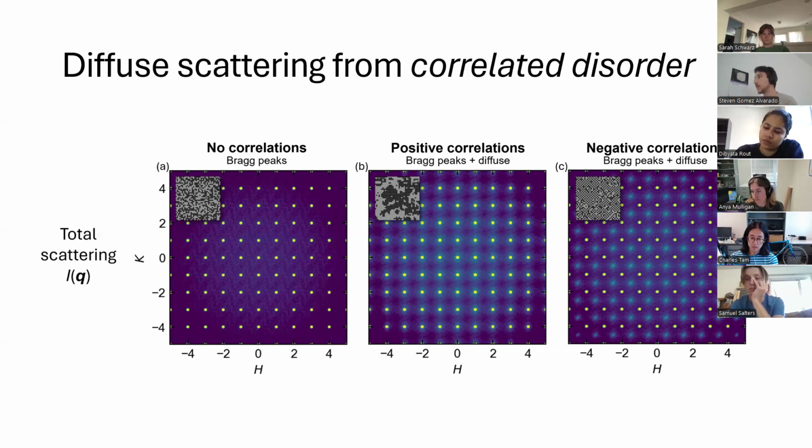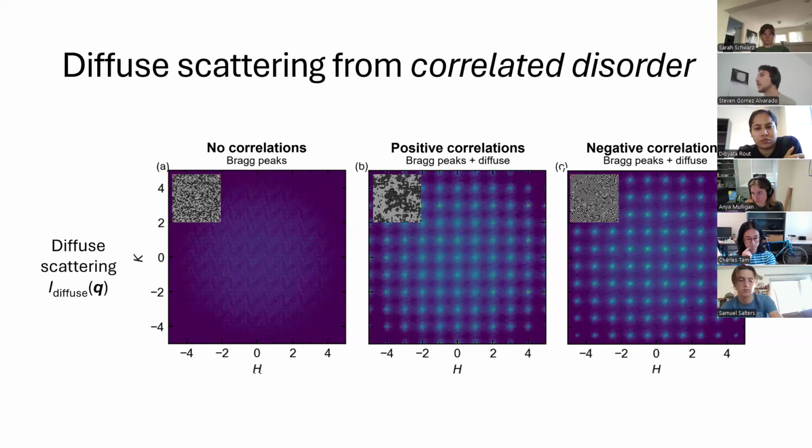So diffuse scattering can get a lot more complex than this. It can in fact have a lot of structure and texture, but this is the simplest case I could come up with that illustrates these three examples. One thing we can do then is take out the Bragg peaks and just look at the diffuse scattering component. We'll get into why we can do that in a second. But this is what is underlying those Bragg peaks in each case. Here there's just some background diffuse scattering. Here there's integer diffuse scattering, and here there's half integer diffuse scattering.